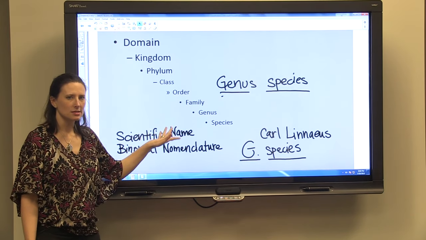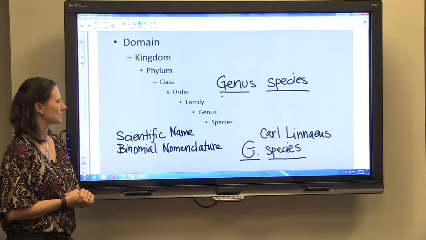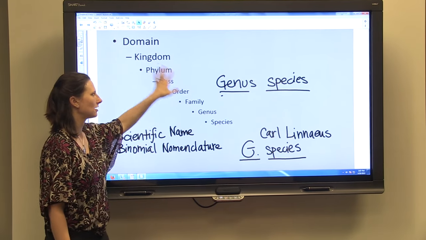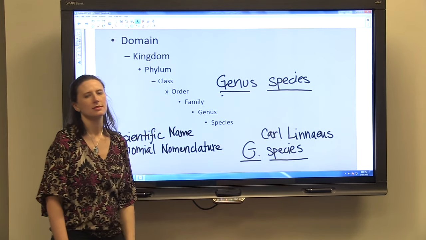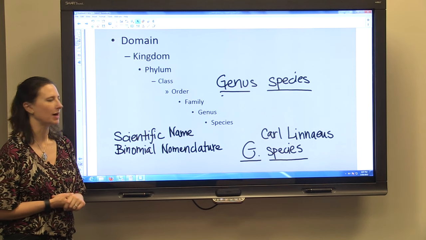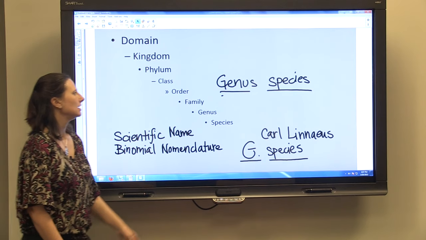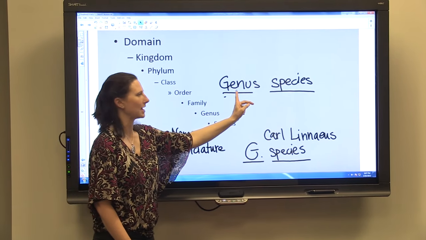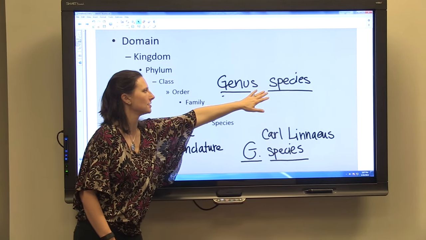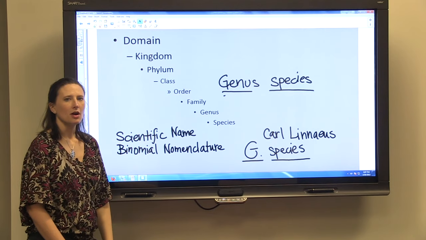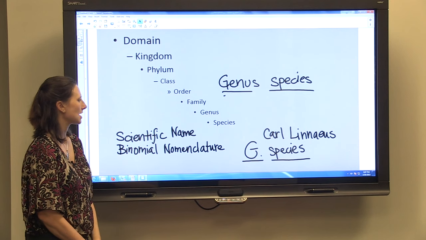So we can use this system of classification to differentiate between different species of organisms because they will each have a unique combination of these classifications. Carl Linnaeus, who was a Swedish scientist, came up with a system of binomial nomenclature to determine scientific names. And that is that each species should be called by its genus and species. Genus is always capitalized, the species is always lowercase, and they're always underlined when they're written by hand and italicized when they're written in typeface.